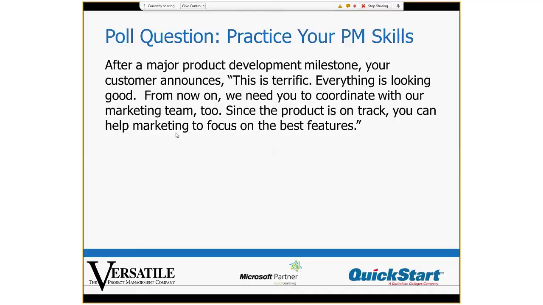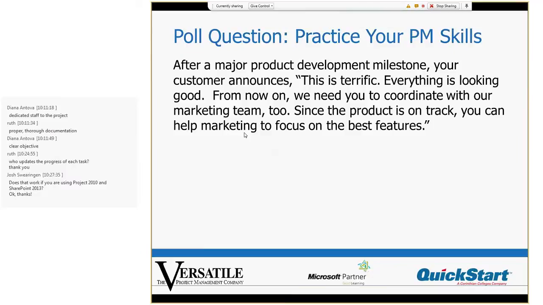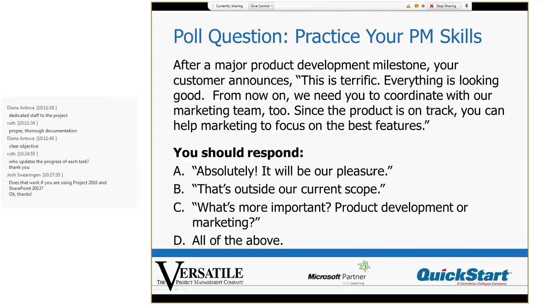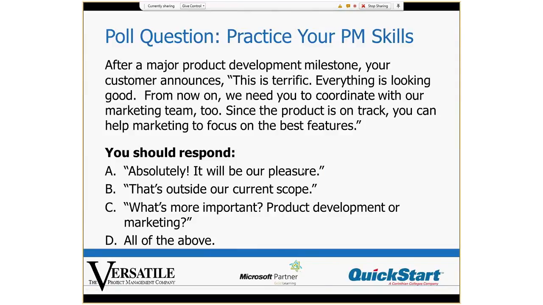Okay, so we're going to practice our PM skills for a moment here, and here's the question. You're looking at this on the screen. After a major product development milestone, your customer announces, "This is terrific. Everything is looking good. From now on, we need you to coordinate with our marketing team too. Since the product is on track, you can help marketing to focus on the best features." So, how do you respond? A, absolutely, it would be our pleasure. B, that's outside our current scope. Or C, well, what's more important, product development or marketing? Or D, all of the above.